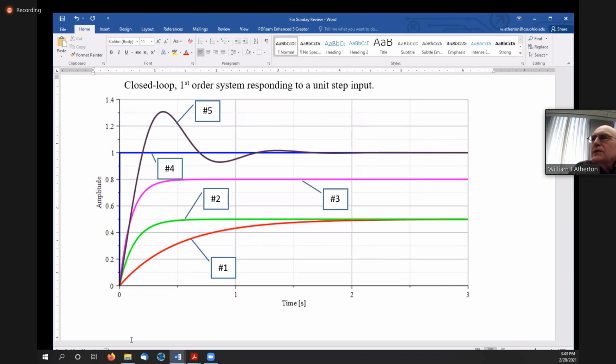So what else could we say? Take a look at curve 2 and curve 3. What do they have in common? 3 choices. Do they have the same time constant? Do they have the same proportional gain? Or do they have the same steady state error?